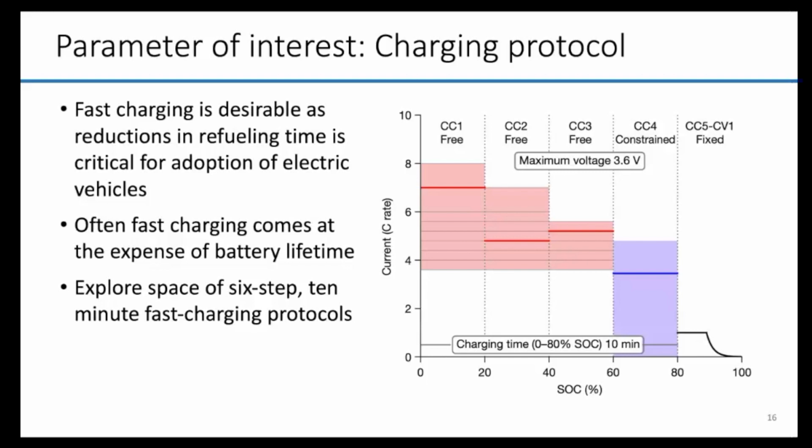The particular charging protocols that were investigated have 6 steps. The first 3 are free within these ranges denoted by the pink shaded regions. Then the 4th step is constrained such that the total time is 10 minutes to go from 0 to 80% state of charge, followed by a last constant current and constant voltage step. Here in red and then in blue is an example of one possible charging protocol that could be tested.